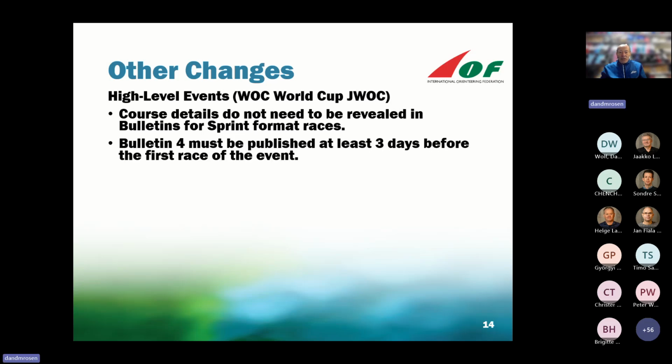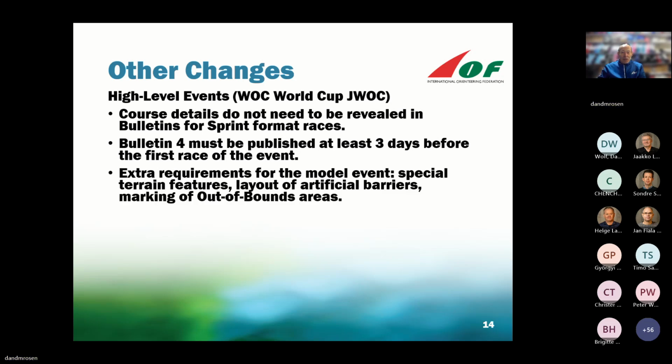Bulletin 4 is the final bulletin at high-level events, and that must be published at least 3 days before the first race of the event. Nowadays, people want to get that electronically and not just have it in paper form when they arrive. And we've added in some extra requirements for the model event, such as special terrain features, layout of artificial barriers, and marking of out-of-bounds areas.